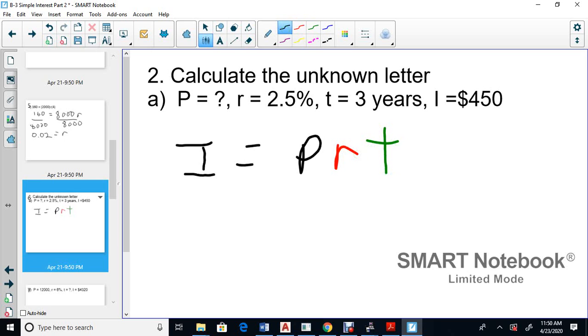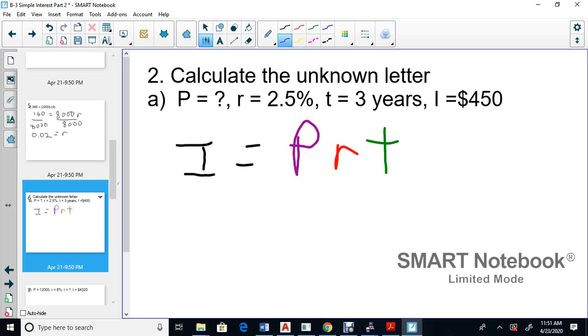Maybe we should do another letter. Let's make the P purple, so we'll erase it. So we've got all different colors so we know what's going on here. So you can watch where I get the letters from. I will be in black, P will be in purple, R will be in red, T will be in green.